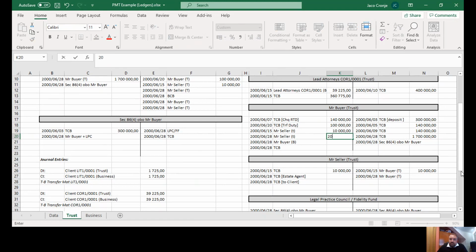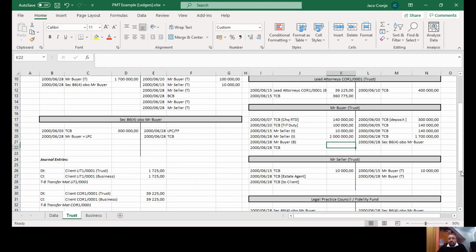I'm going to take 2 million out of his ledger, and we now show Mr. Seller, you now have 2 million rand in your ledger. Okay, because the transfer price was 2 million rand. But remember, it's not necessarily a guarantee that it's your purchase price that gets a journal from there to there. It's whatever he has paid towards the purchase price. And that could actually differ.